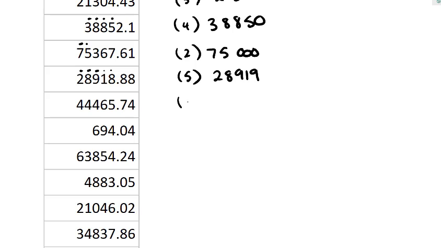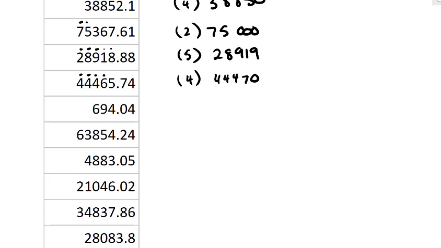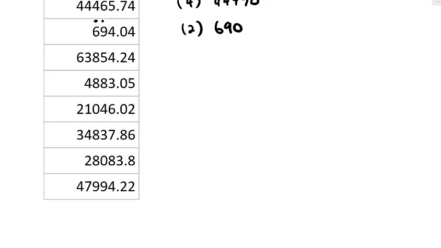Okay, let's go to 4 significant figures, 1, 2, 3, 4, round up, 4, 4, 4, 7, 0. Okay, let's go to 2 significant figures, 1, 2, so 6, 90. Let's go to, say, 5 significant figures, 1, 2, 3, 4, 5, that rounds down, 6, 3, 8, 5, 4.